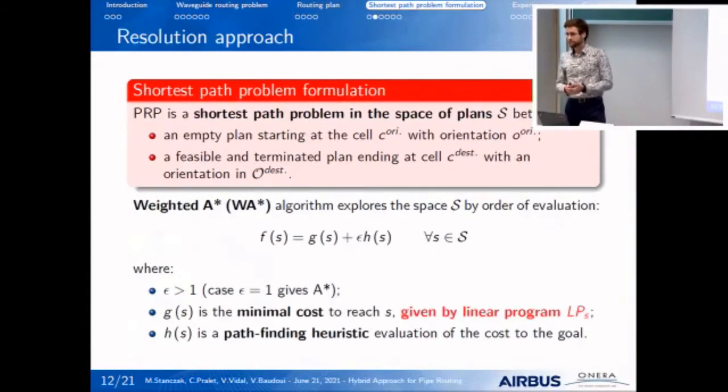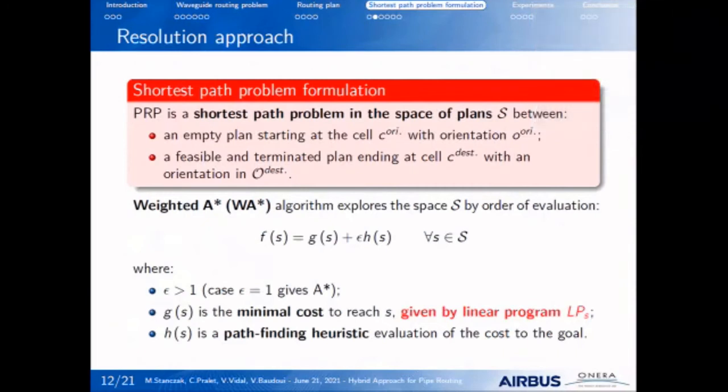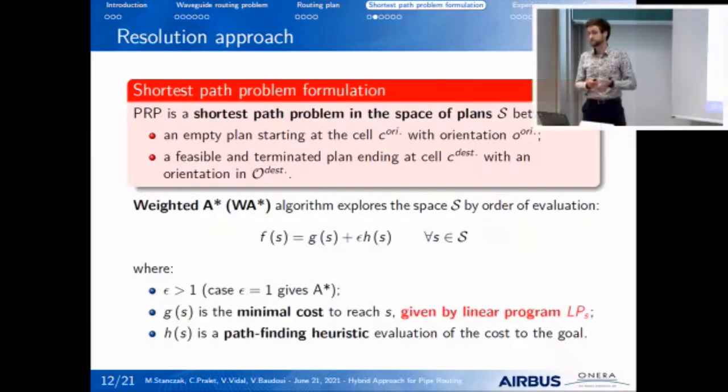This way, the pipe routing problem can be formulated as a shortest path problem in the space of the routing plans. The goal is to find a path between an empty plan starting from the origin and a feasible and terminated plan ending at the destination. To solve the problem, we propose to use the weighted A-star algorithm, which explores the more promising plans using an evaluation function.